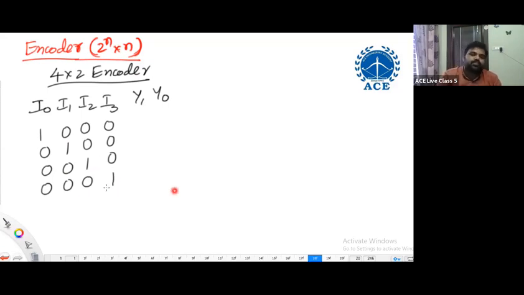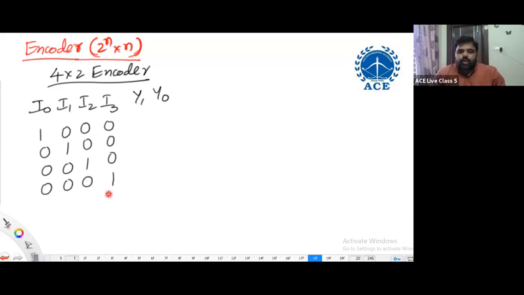That means in these, if you are observing, only one input is 1 out of 4 inputs, out of 2 power n inputs. That means the possible combinations we are considering are only 4, because inputs are mutually exclusive. When inputs are mutually exclusive, and we have 4 inputs, only 4 combinations are possible. Right? Do you understand correctly?